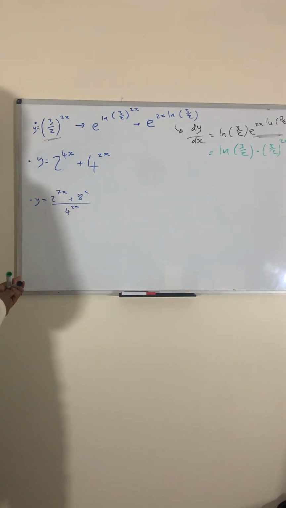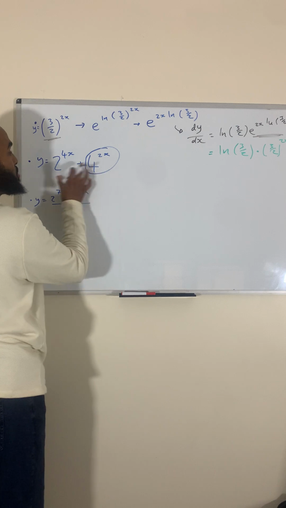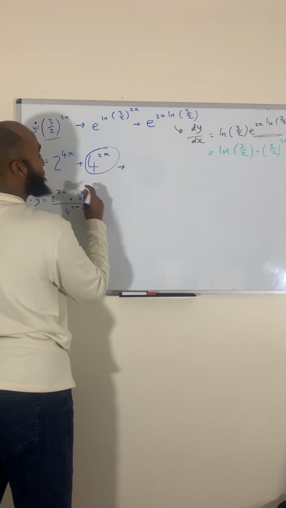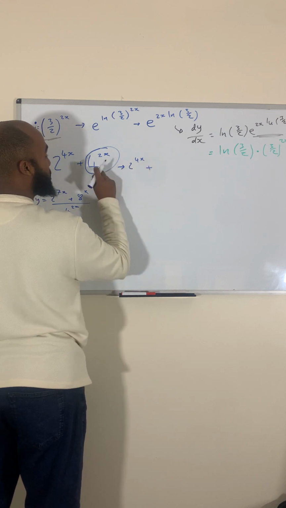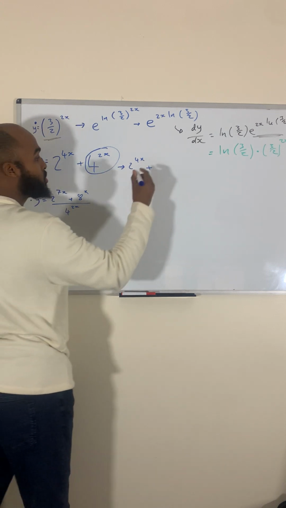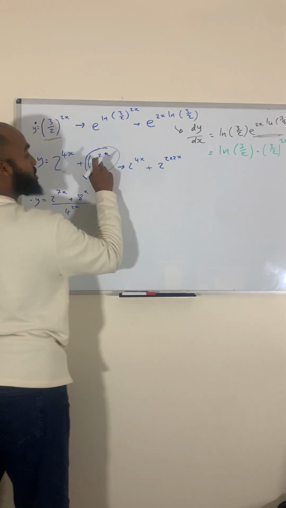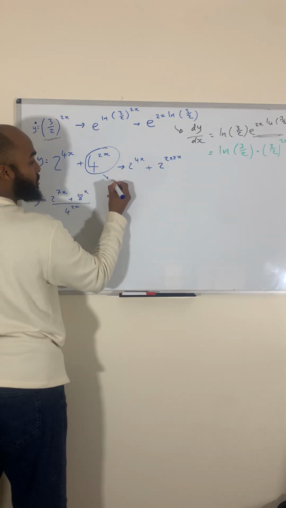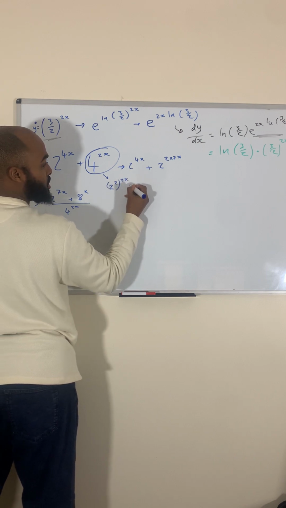Next one. The next one, I'm going to rewrite in a different way. Firstly, I'm going to make them into the same power. So we've got 2 to the power of 4x plus... 4 is 2 to the power of 2, so 2 to the power of 2 times 2x, because of laws of indices, will be equal to that.